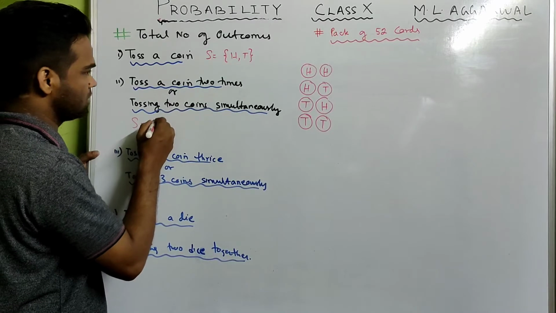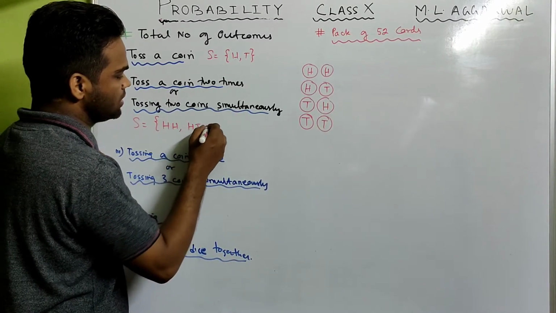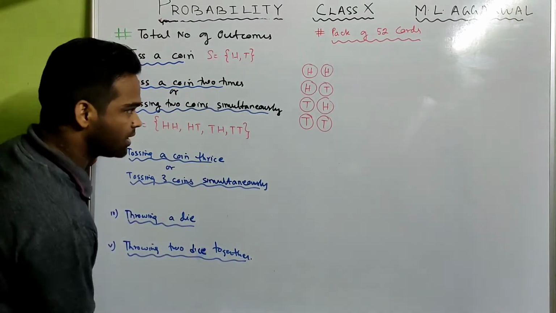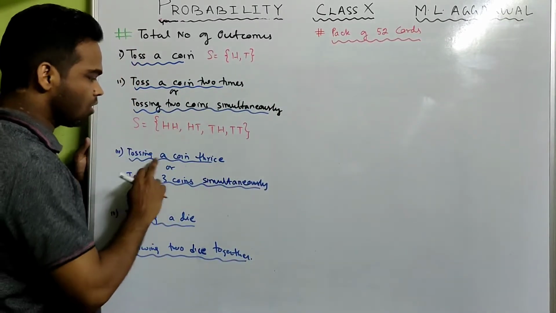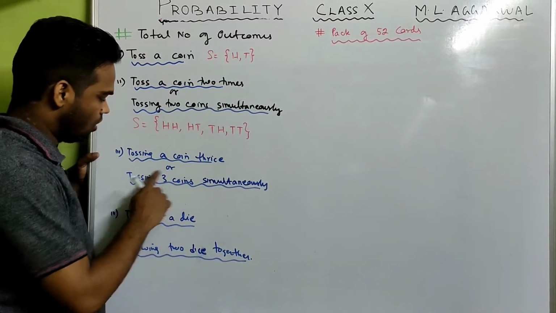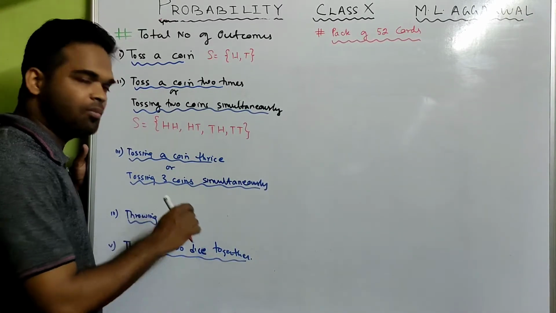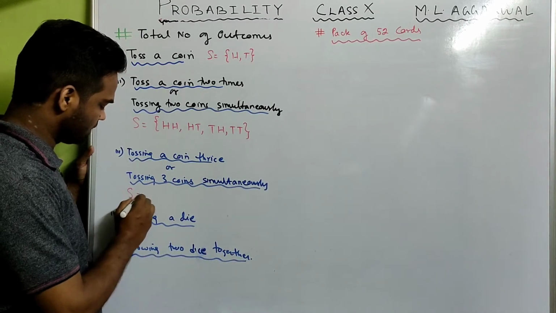So the sample space will be {HH, HT, TH, TT}. Am I clear? Now, tossing a coin thrice, or tossing 3 coins simultaneously at the same time, how many outcomes are possible? We'll see that, a very easy way.